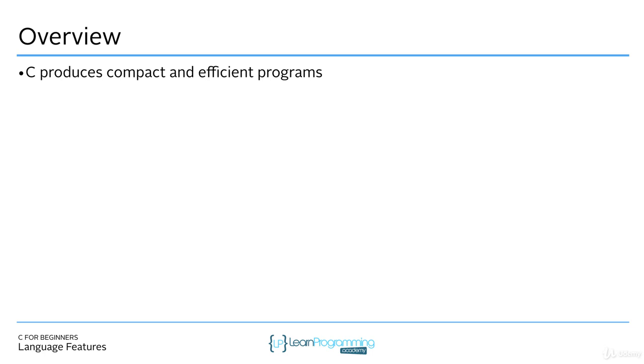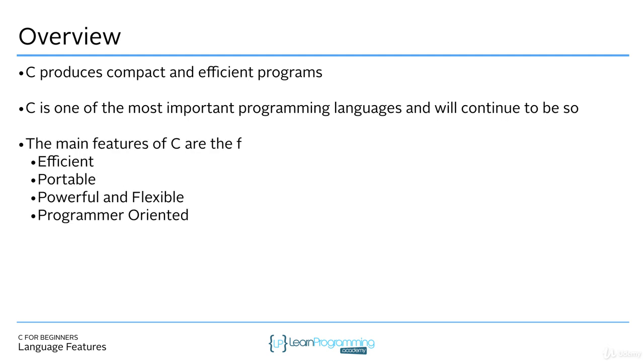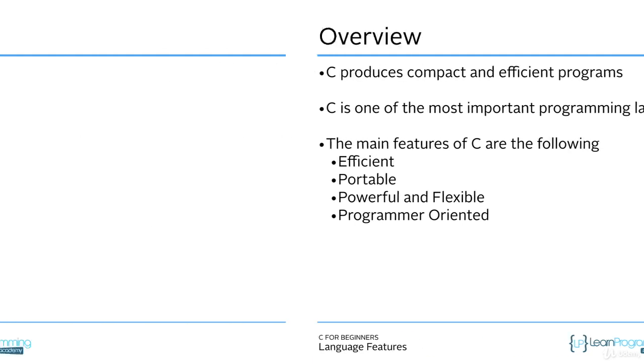That is a language feature, though. That's important. It's one of the most important programming languages and will continue to be so. We know all this, so I just want to reiterate it. But the main features of the C language are that it is efficient, portable, powerful and flexible, and programmer-oriented. We're going to cover these in more detail, what this means, but these are important characteristics of C. We need to understand them in order to understand how to write code in this language.